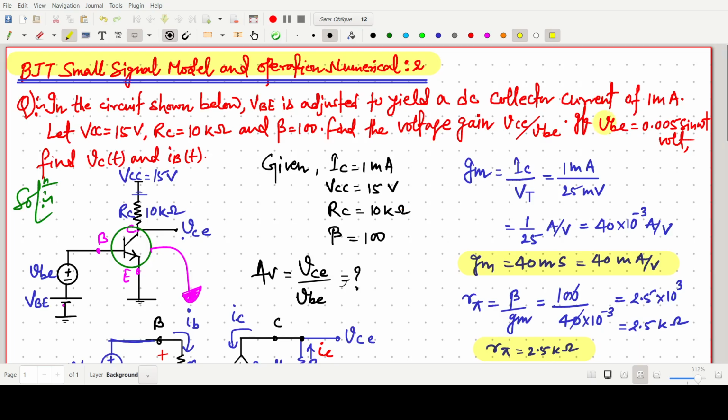In the question, VBE and other parameters are very clearly mentioned. So like that you have to proceed, and the voltage gain, VC by VB, we have already found first. So this is all about this lecture.